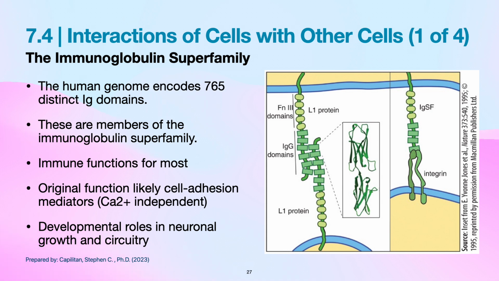Now, this is the immunoglobulin superfamily. The human genome contains 765 distinct immunoglobulin domains, and these are the members of your immunoglobulin superfamily. Immune functions for most. Original function is likely cell adhesion mediators. They are also calcium independent, and they have developmental roles in neuronal growth and circuitry.